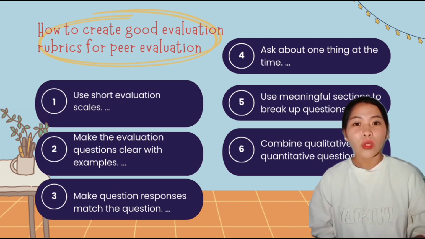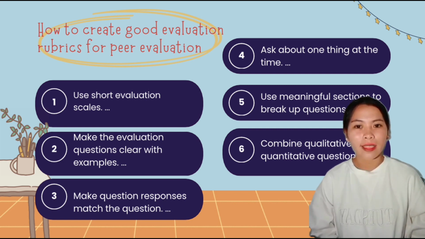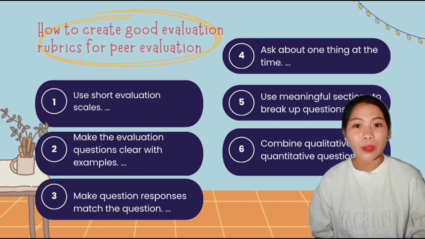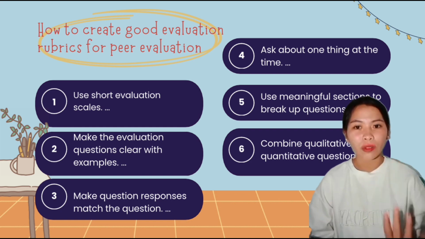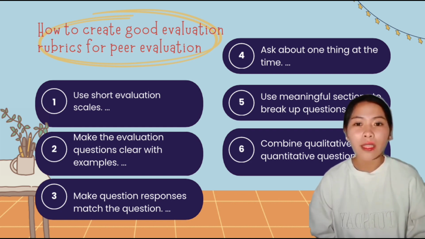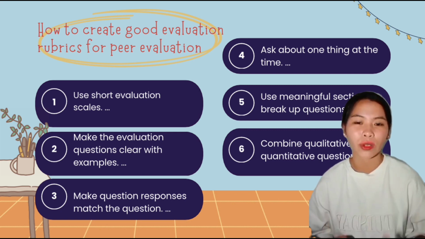So first, use short evaluation scales. People are not very good at evaluating things on a large evaluation scale. In some cases, you might want to have 5 possible answers, but then it is important to make sure that it is visible for the students to differentiate between the possible answers.